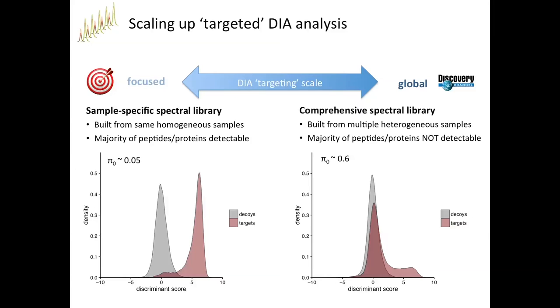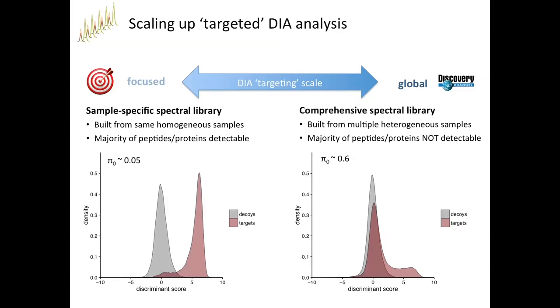So for sample-specific libraries, we usually have a discriminant score distribution that looks something similar to this. So here in gray are the decoys that distribute around 0, and we have targets where most of the targets are detectable and score very highly, and we have only a very small proportion of targets that fall into the decoy distribution.